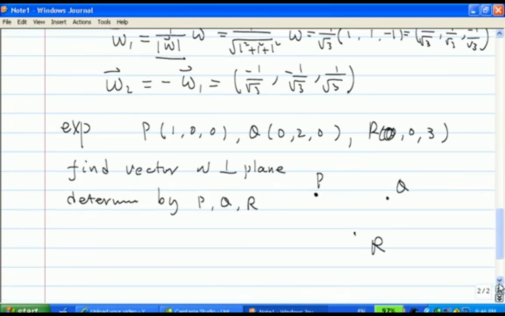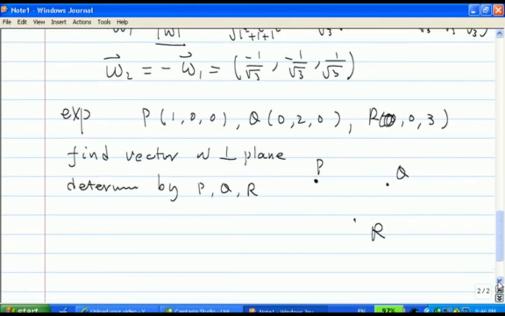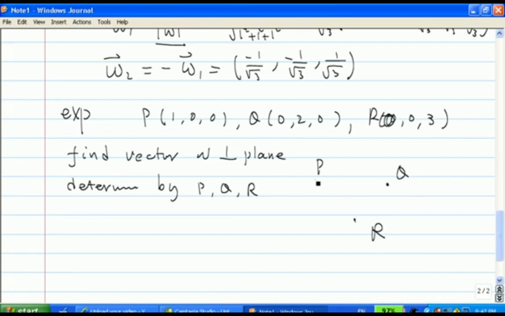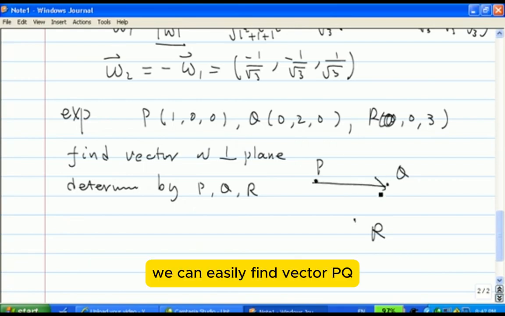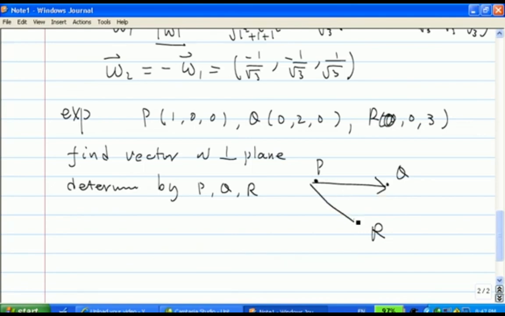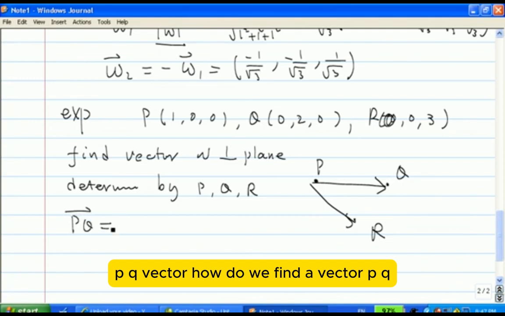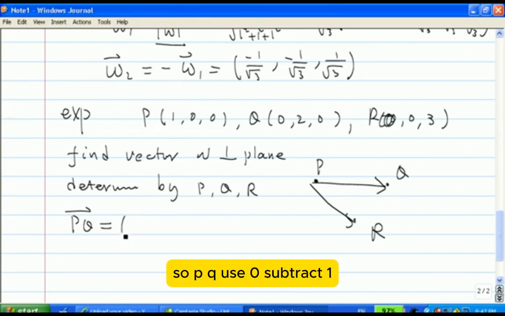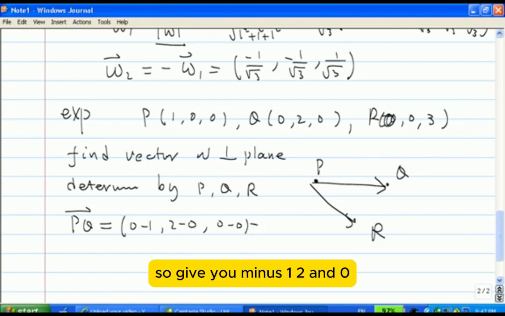Okay. So how do we find such a vector? Remember, we will do the cross product. So first of all, we have to find 2 vectors on this plane. We can easily find vector PQ and vector PR. How do we find vector PQ? Use the endpoint coordinates, subtract the starting point. So for PQ, use 0 subtract 1, then 2 subtract 0, then 0 minus 0. So that gives you minus 1, 2, and 0.